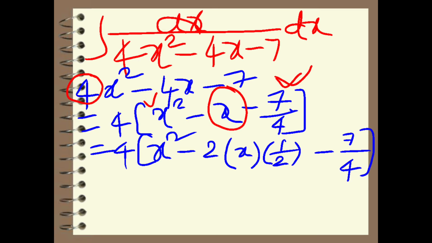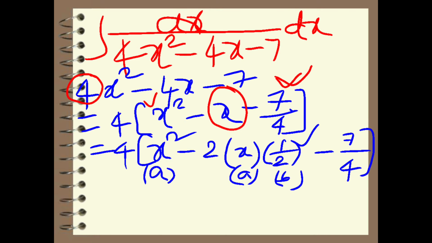Now compare with a minus b whole square. In the place of a is x. In the place of b, what is there? Yes students, in the place of b, 1 by 2 is there. So we have to add and subtract 1 by 2 whole square. So we are doing that now.